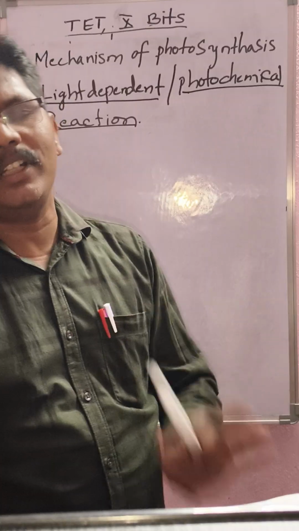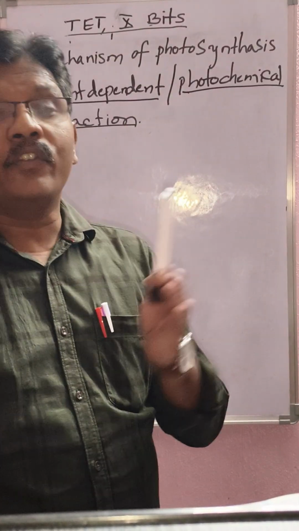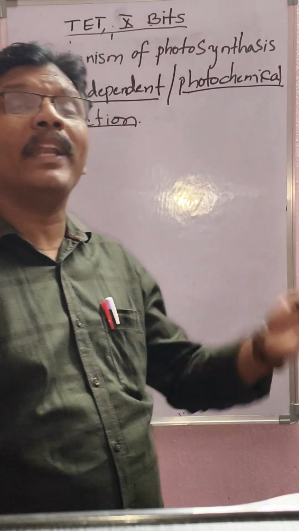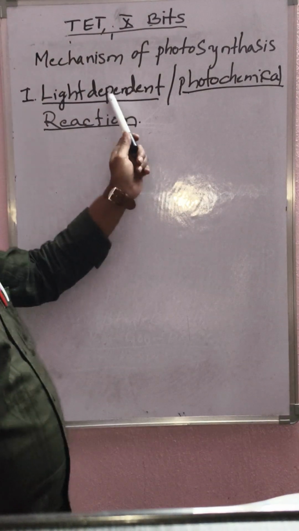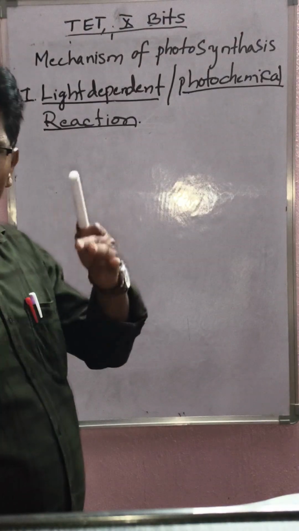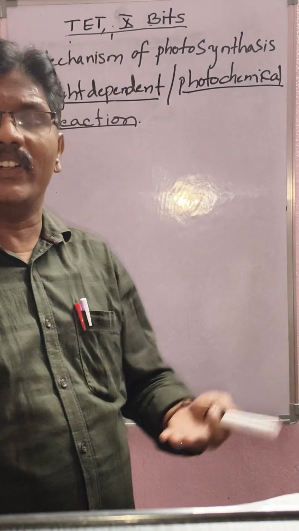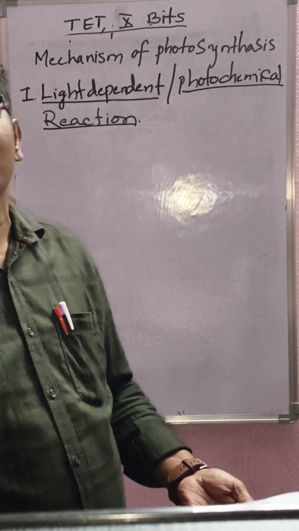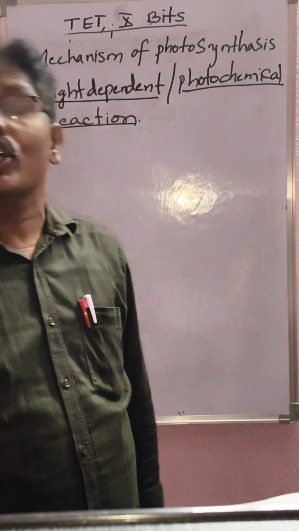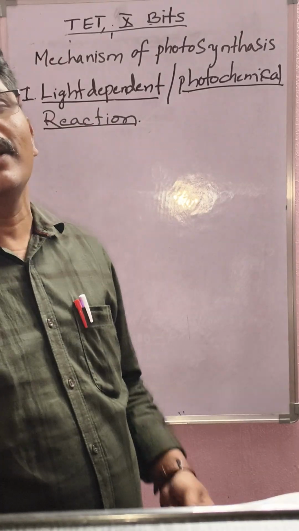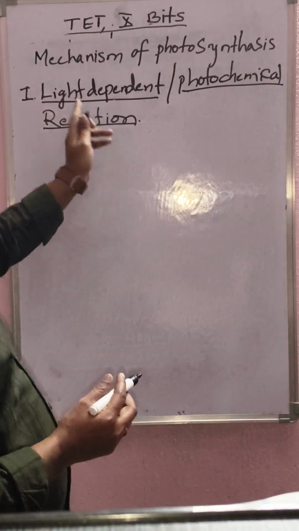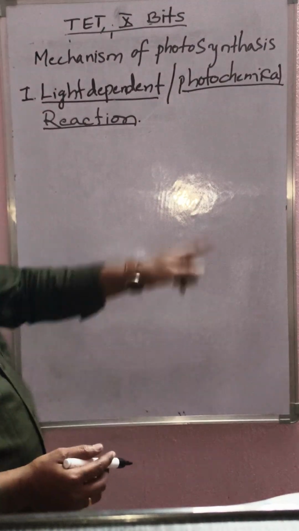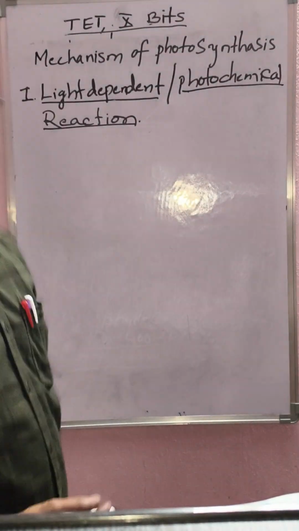Why is this called the light dependent and photochemical reaction? Because light plays the major role in this type of reaction. And not only that, a series of chemical reactions takes place continuously until glucose is formed. That's why this is otherwise called the light dependent reaction or photochemical reaction.